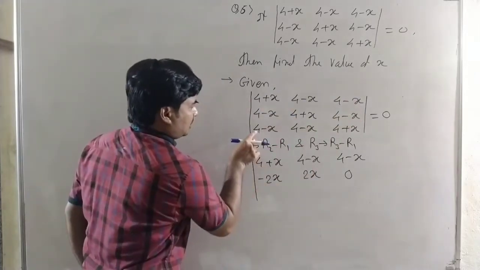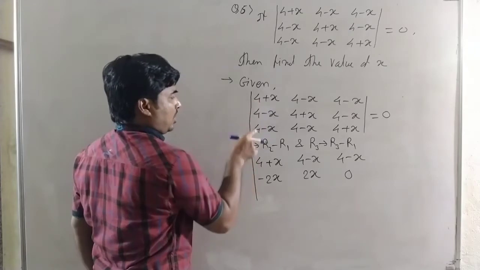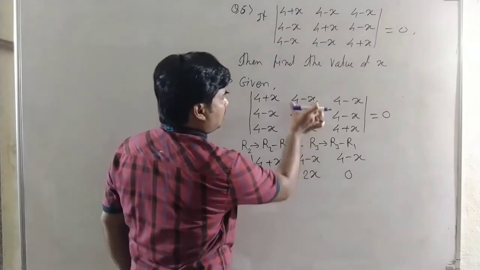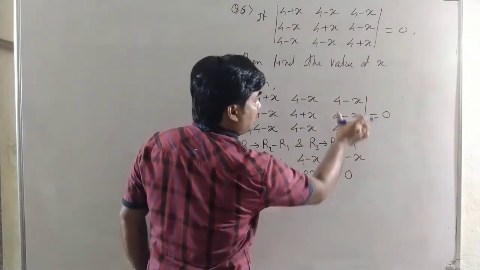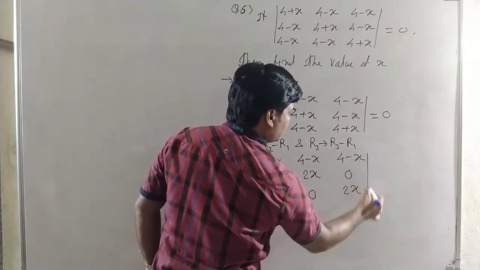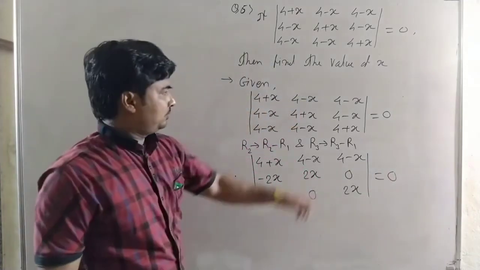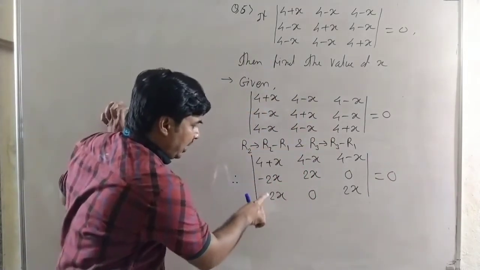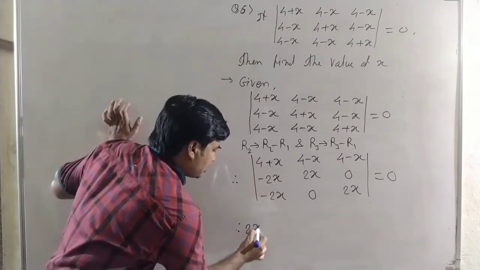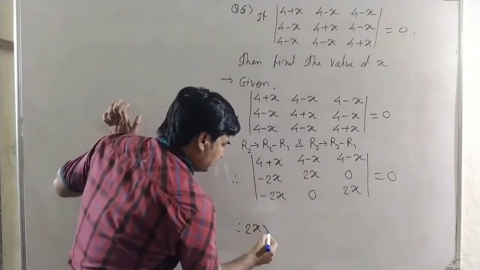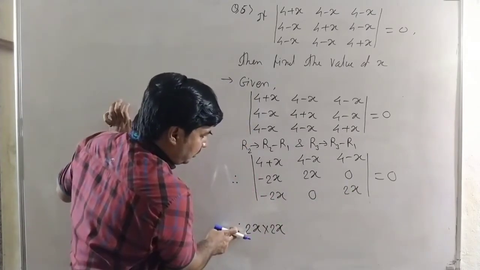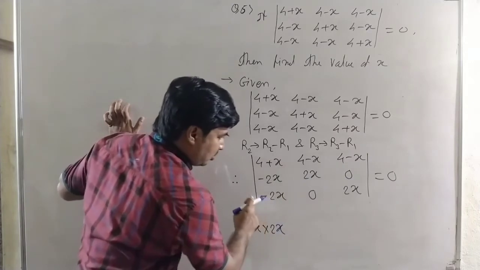Now again R3 minus R1, 4 gets cancelled, it is minus x, again minus 2x. It is 4 minus x, both are cancelled, and 4 plus x minus 4 minus x is 0, and it is 2x. See carefully. Now from row 2 and from row 3 we can take common 2x, 2x from row 2 and 2x from row 3.